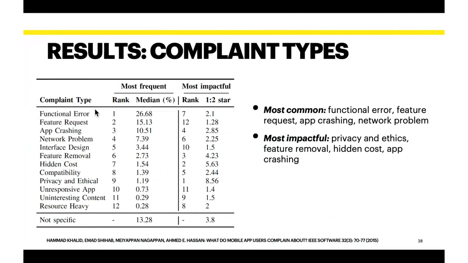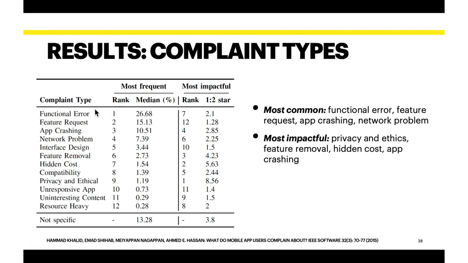If you look, however, frequency is of course one way of looking at complaints. Impact is another one. So impact is the relationship between number of 1-star reviews and 2-star reviews. The idea here is that if something forces the user to give 1 star, then they are really, really unhappy about the app, as opposed to someone who is giving 2 stars.